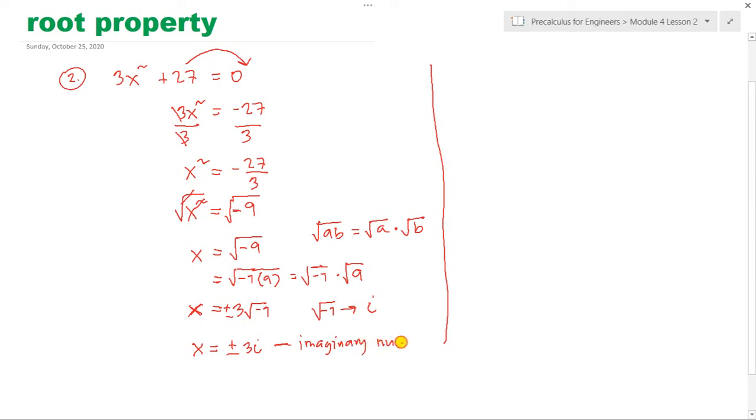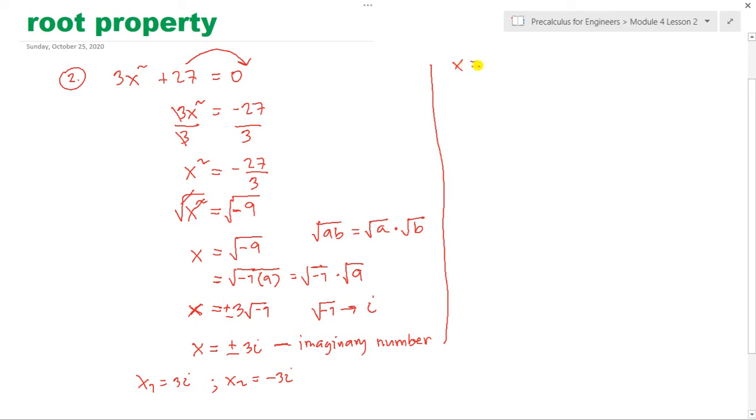Because of this negative square root of negative 1 here. Now we can still check this one. So we have here the first root is positive 3i, and the second solution is negative 3i. So let's verify, class, even if this is an imaginary number.